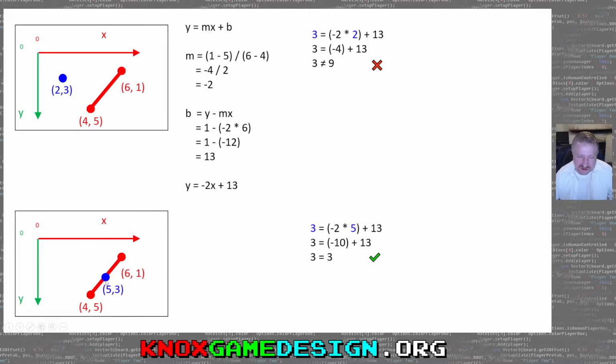But in the second example, we're going to test the point 5, 3. We're going to use the same line equation, y equals negative 2x plus 13, and plug in 5 for the x value and 3 for the y value. So that gives us 3 equals negative 2 times 5 plus 13, which is negative 10 plus 13, giving us 3 equals 3. So that means it does collide with the line.